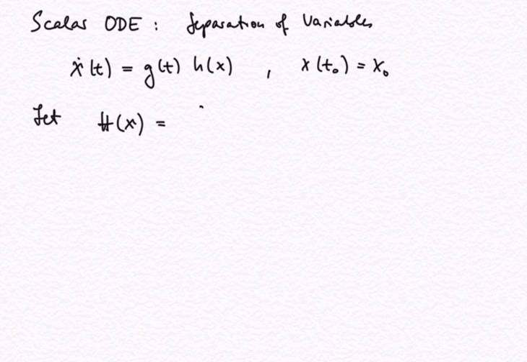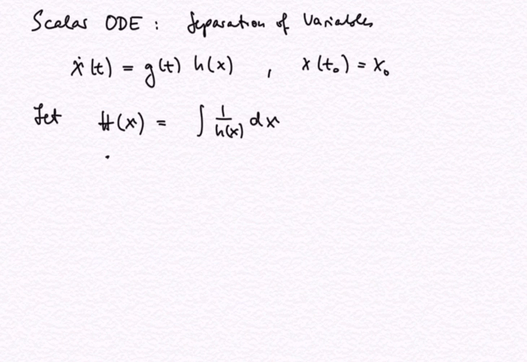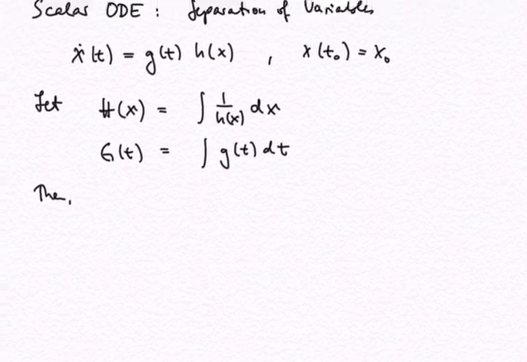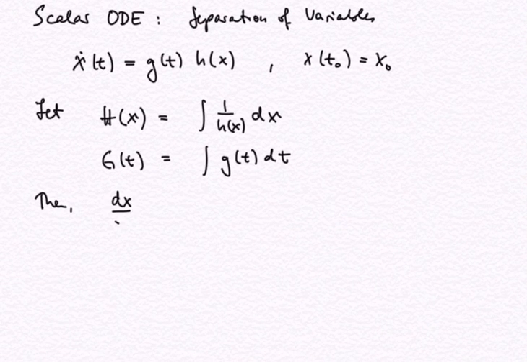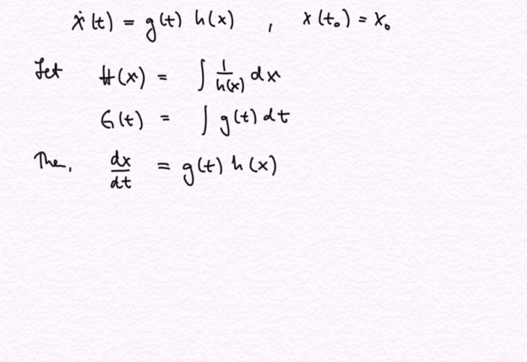Because if we consider an antiderivative of 1 over h of x, and we consider an antiderivative of g, if they exist, then we can write x dot, which is the derivative of x with respect to t, of course, as g of t times h of x. Here I'm just repeating the separable equation. Then I can divide through by h, so I get 1 over h of x times x dot equals g of t.